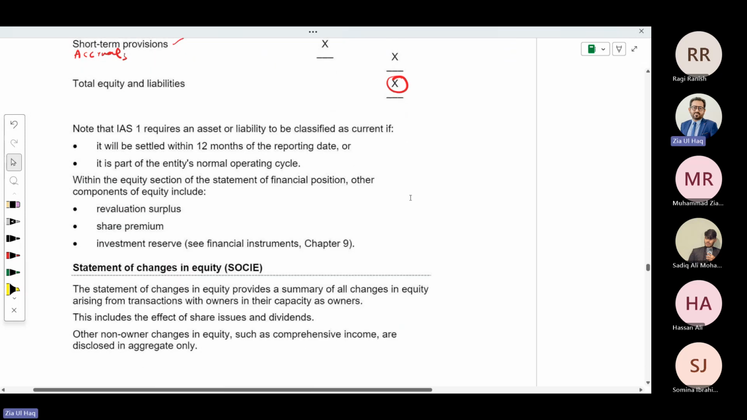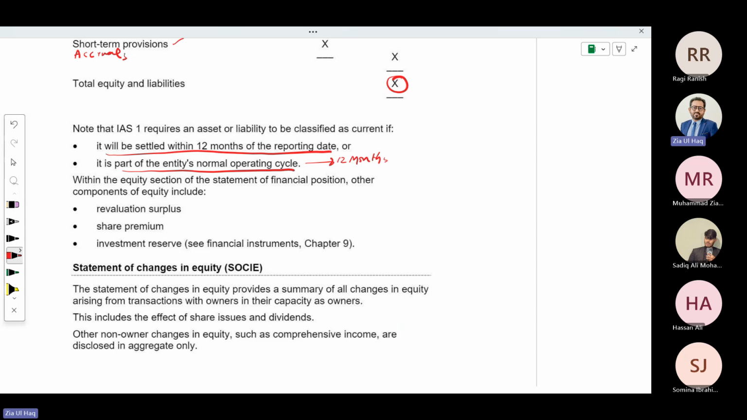So note that IAS 1 requires an asset or liability to be classified as current if it will be settled within 12 months of the reporting date. A liability that needs to be settled within 12 months should be classified as a current liability, or it is part of the entity's normal operating cycle. This will be the normal operating cycle. The normal operating cycle of the business is 12 months, meaning 1 year, because businesses prepare financial statements on a yearly basis. So we assume the normal operating cycle is 12 months. So liabilities that need to be settled within 12 months will be recorded under current liabilities.